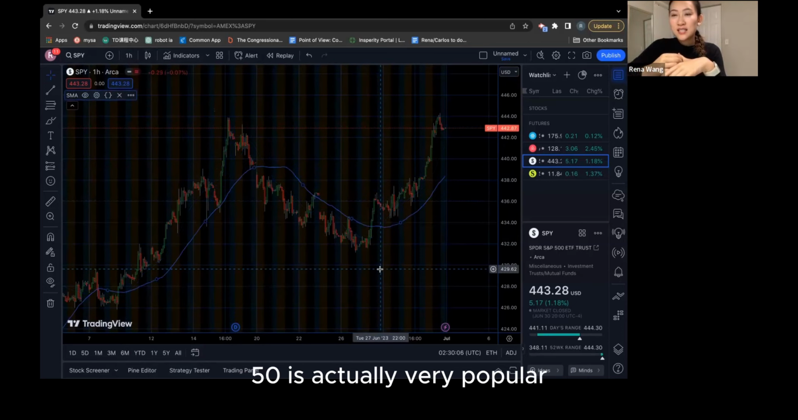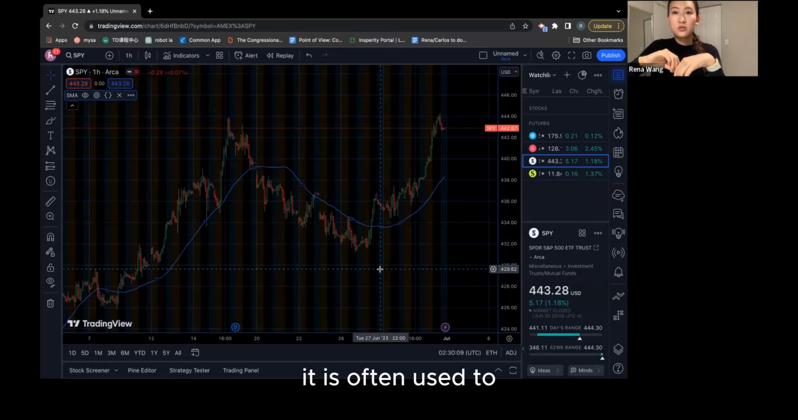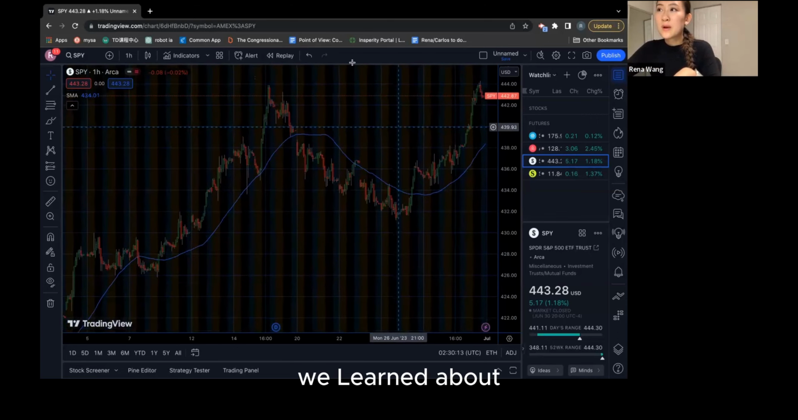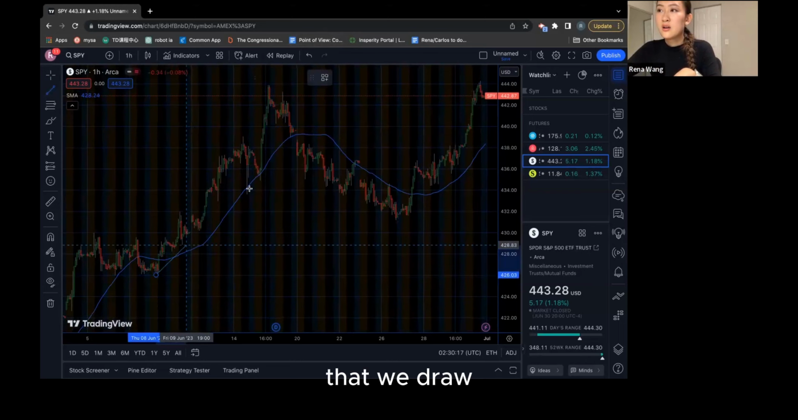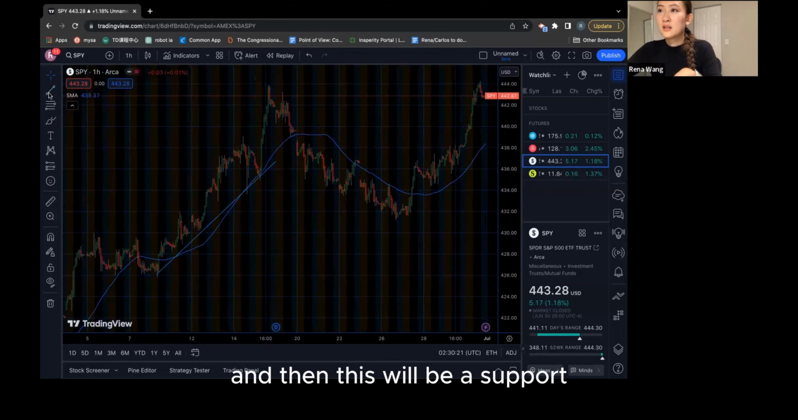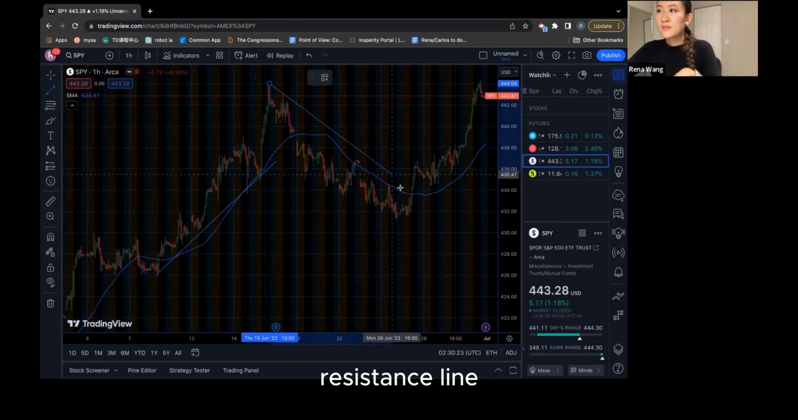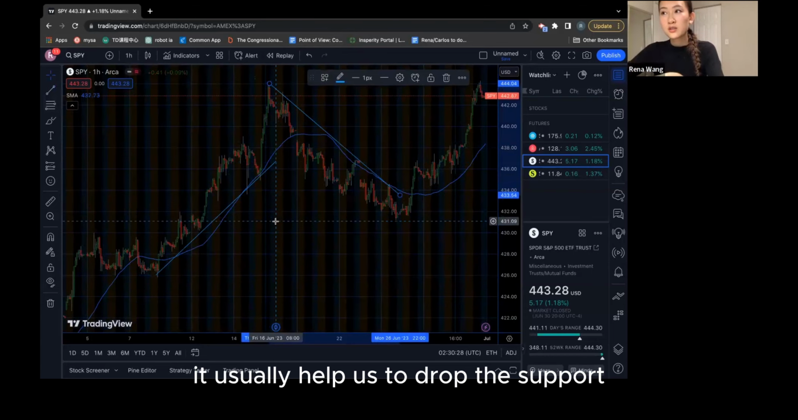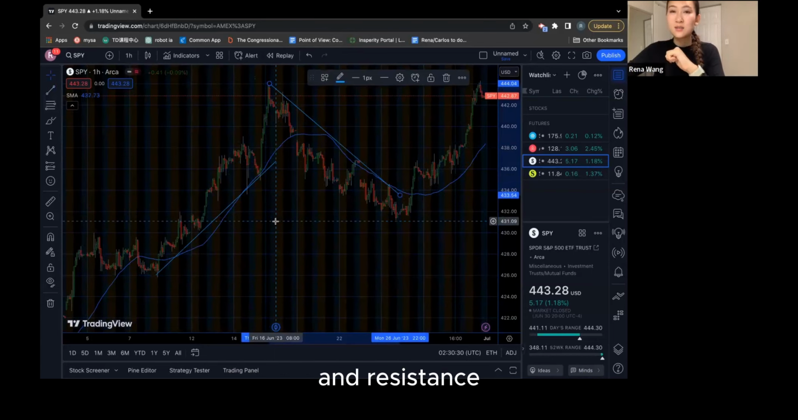The 50 is actually very popular. It is often used to draw the support and resistance. Last time we learned about drawing support and resistance, right? They're basically these lines that we draw for trends. So this will be a support, and this will be a resistance line. When we have the 50 period on, it usually helps us to draw the support and resistance, and that's a really popular tool.